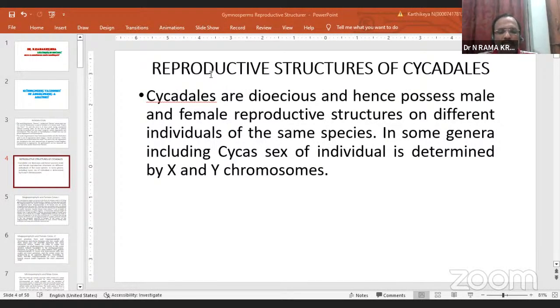One more important point here. In most of the gymnosperms, prothallus cells are produced. Prothallus means, when the seeds are germinated, little vegetative structures, which we call prothallus, form in between the gametophyte and sporophyte.